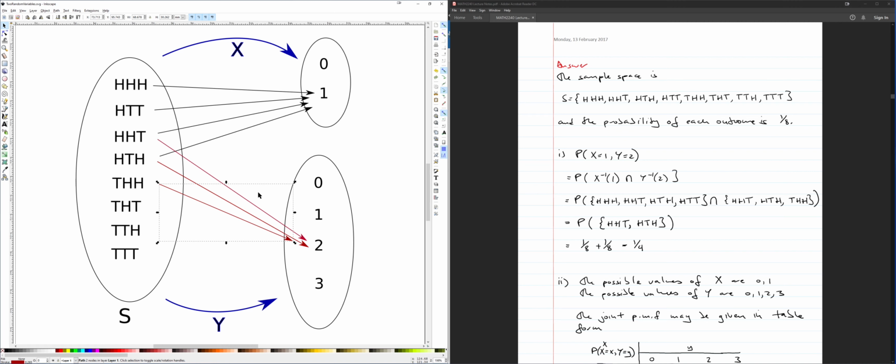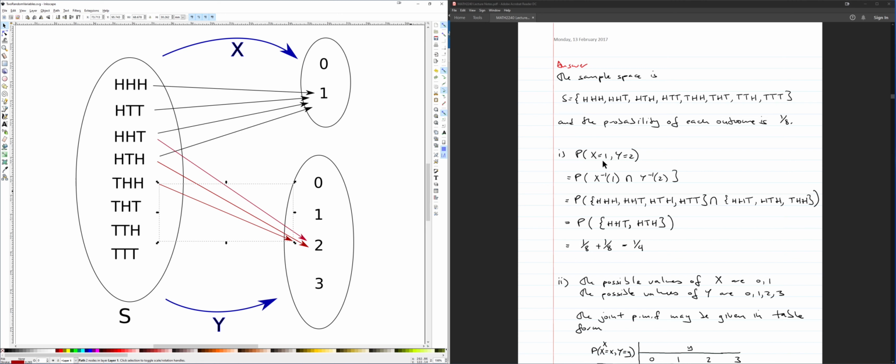And then y inverse 2 would be all outcomes that map to 2 under the random variable y, in other words, all outcomes where you have exactly 2 heads. So this is your y inverse 2, and y inverse 2 consists of these 3 cases over here.